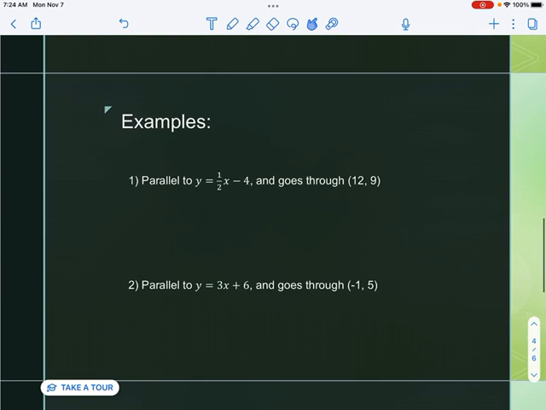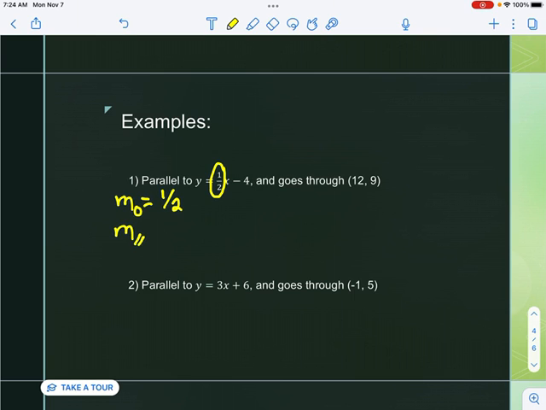Okay, so now let's put this all together. So here we go. So the first thing I'm going to do is I'm going to look. It says parallel to the equation y equals 1/2 x minus 4 and goes through the point (12, 9). Okay, so the slope of my original equation. Well, remember, it's right next to the x, so the slope of my original equation is 1/2.